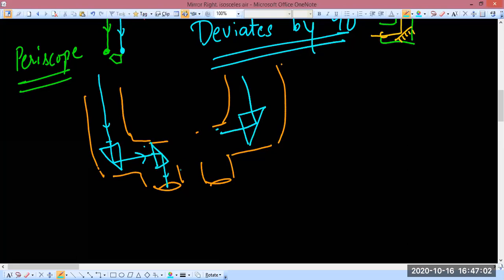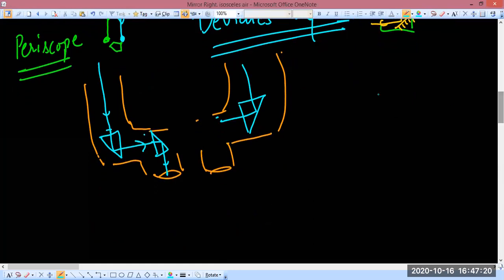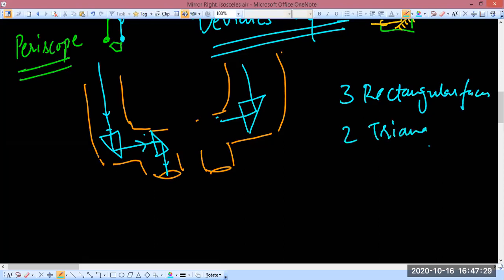Like this. Understood? Something of this type. Is a prism 5-sided or 6-sided? A prism is 5-sided. Actually, listen to this carefully. A prism is made by 3 rectangular faces and 2 triangular faces. Okay.